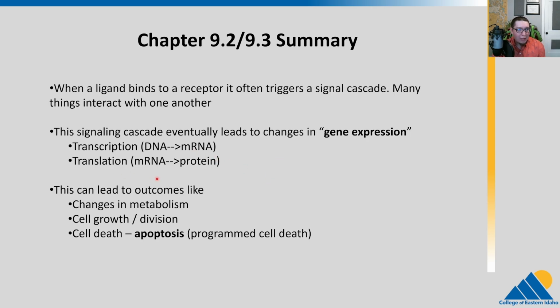Okay, short and sweet there. We have ligands that can bind to receptors. That's often triggering some sort of signaling cascade. One thing affects another and another and another down the line. These signaling cascades are going to lead to changes in gene expression. That could be changes in transcription, taking DNA and making mRNA out of it, or translation, taking the mRNA and turning that into a protein. That could lead to many different outcomes, changes in metabolism, cell growth, cell division, or even cell death, apoptosis there.